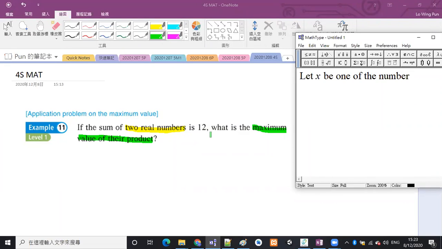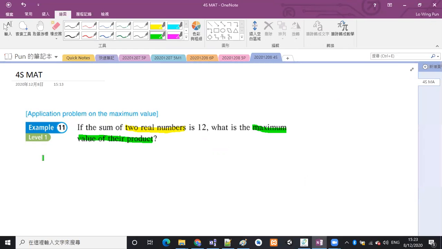Okay, because there are two numbers, right? Then x will be one of the numbers. Then the other number will be, because the sum of the two numbers is equal to 12, if one of them is equal to x, then the other will be 12 minus x. Is it okay? So let me copy here.